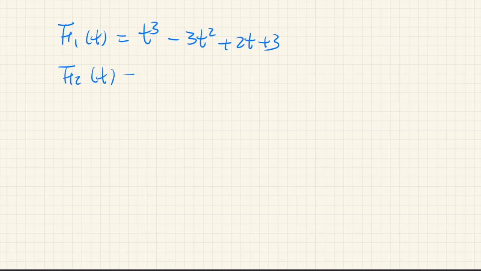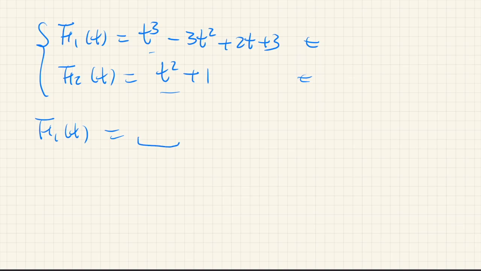Okay, next, let's see a less trivial example. Let f1 of t be equal to t cubed minus t squared plus 2t plus 3, and f2 is t squared plus 1. So are they coprime or not? To see that, we can apply the Euclidean algorithm. This is a polynomial of the third order, and second order here. So let's divide f1 by f2.